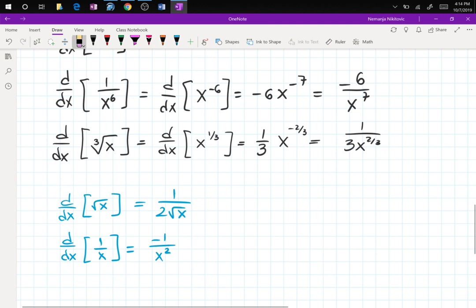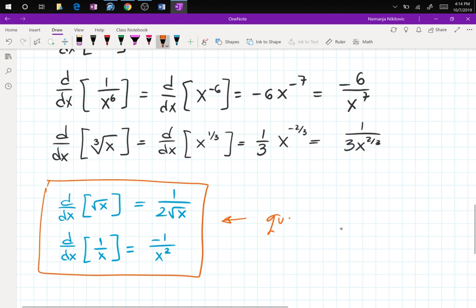So these are your convenience formulas. I'll put them on a cloud. Let's box them up. Quality of life formulas. How about that? Because by the time you rewrite 1 over x as x to the minus 1, and then you apply the formula, it's much faster if you just know it.